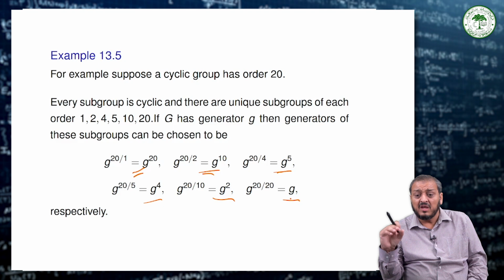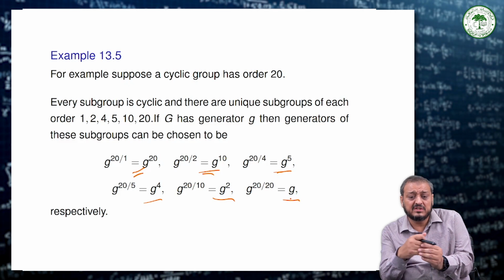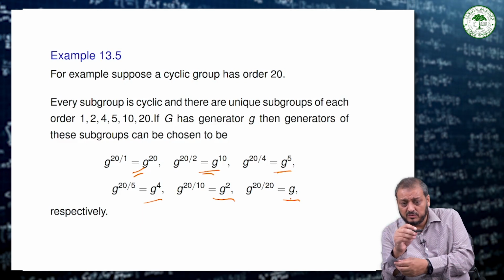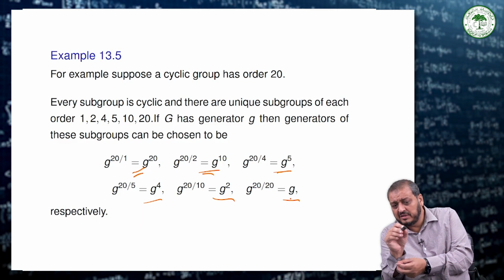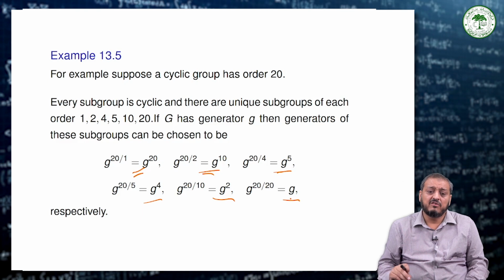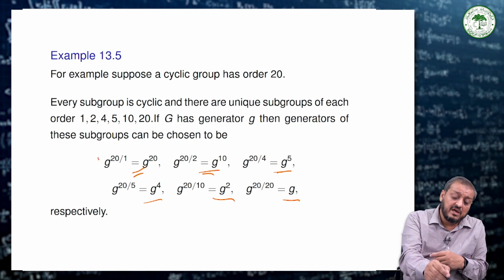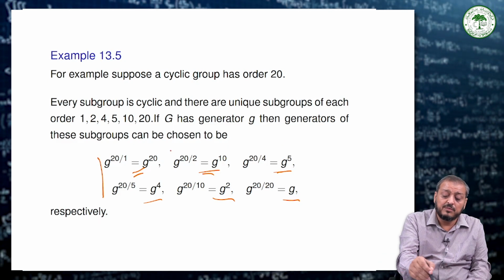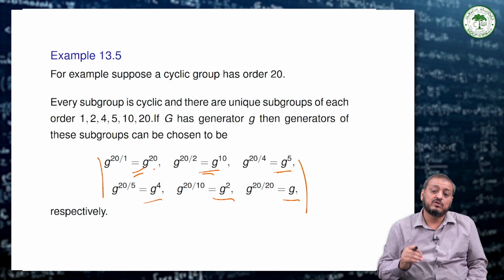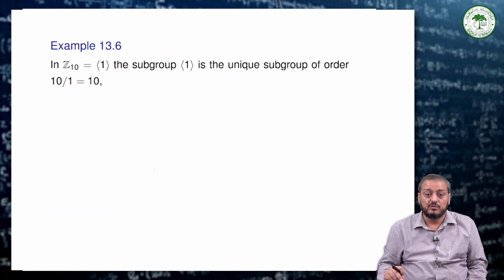If g is the generator, then by the theorem we just proved, the subgroups are generated by g to the power d, where d divides n. Here n is 20, and the unique subgroups possible are of orders 1, 2, 4, 5, 10 and 20. So these are the possible subgroups: the one generated by g to the power 20, g to the power 10, g to the power 5, g to the power 4, g to the power 2, and g.